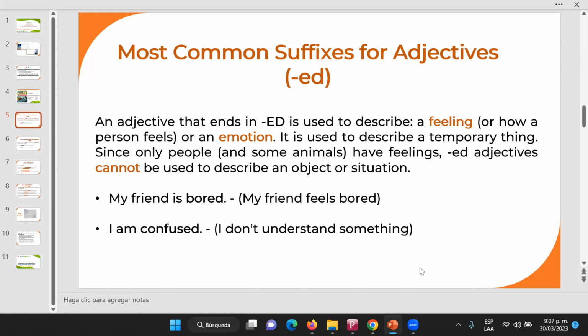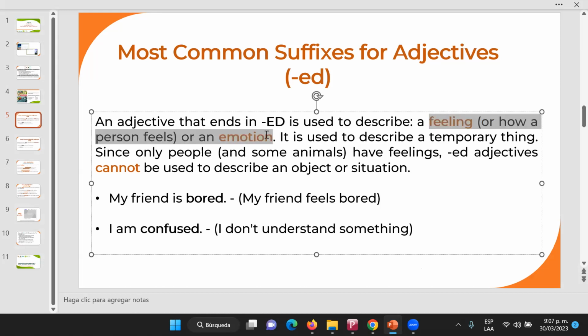Let's start with the first group, the group that finishes with ed. When we say this type of adjective, it is basically referring to something in particular. Could be about a feeling or about an emotion. So the first idea, feelings or emotions. Second, feelings and emotions are related to temporary things. We are not bored forever, right? Or we are not interested forever. It is just a momentary situation. And because we're talking about feelings and emotions, these types of adjectives are used to describe only people or animals. That is something very important to keep in mind, guys. Only for living things, okay?